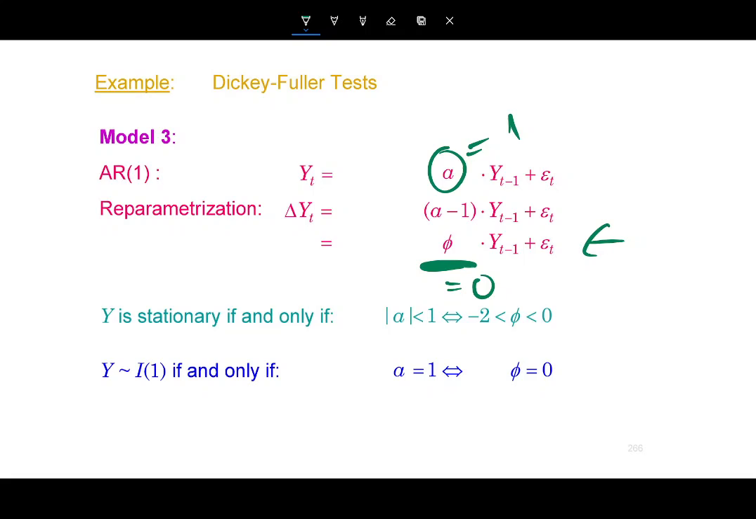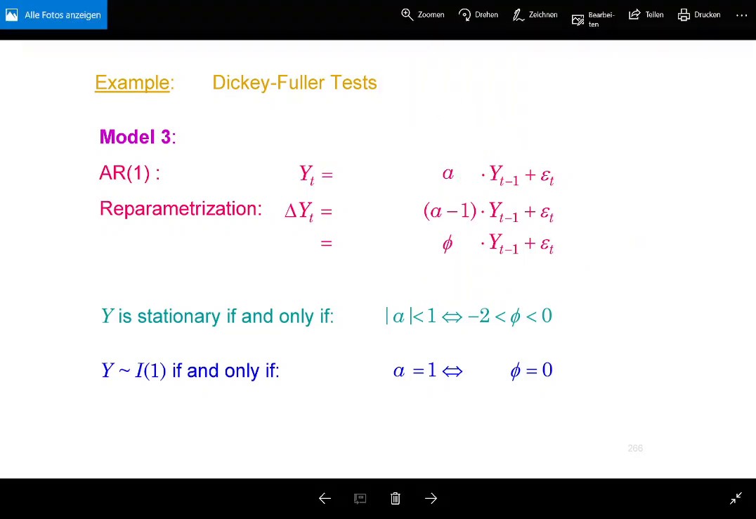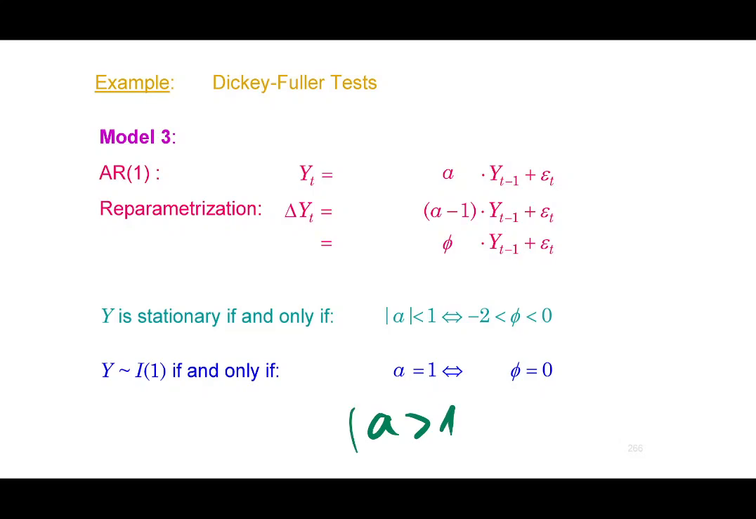Okay, now, in that case, the process will be integrated of order 1. These are the two options. Now, if A is greater than 1, or the absolute value is greater than 1, then the process will be explosive. If you try to simulate something like this, it would grow exponentially. You would see that from the path. So this is taken out from consideration. I don't know whether you call the process explosive or not, but it's going to be exponentially growing.